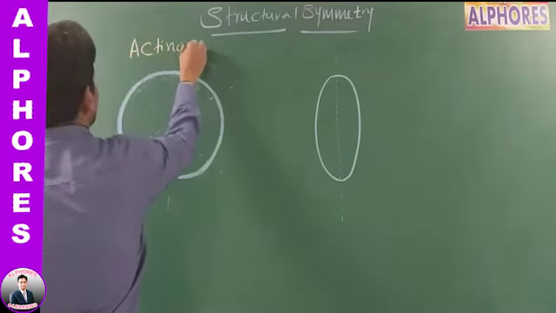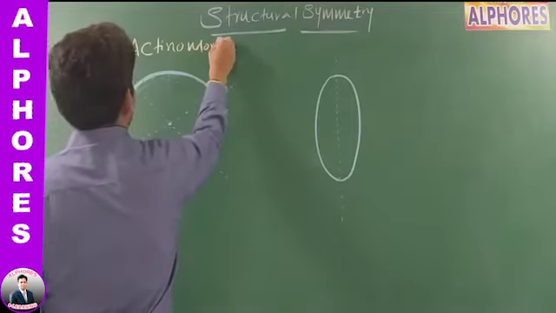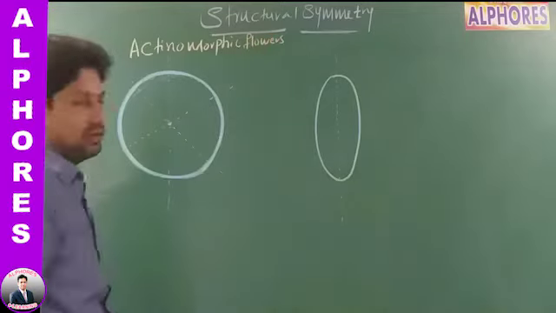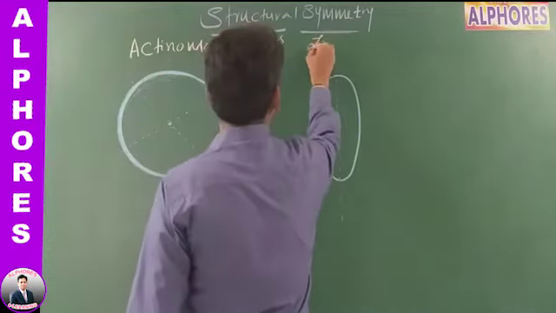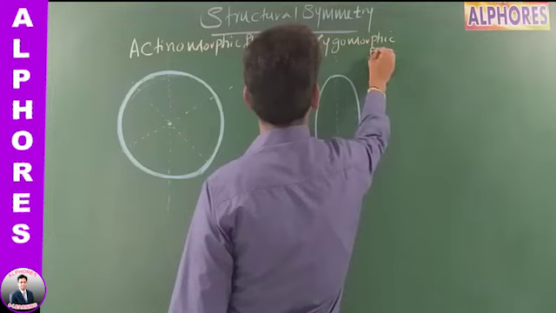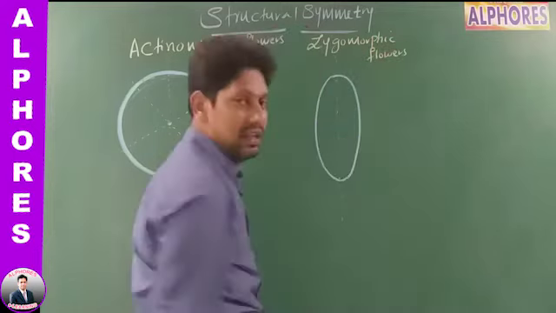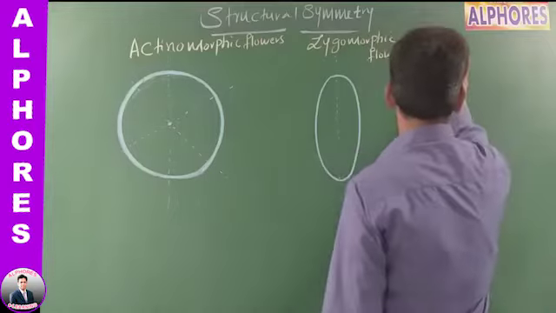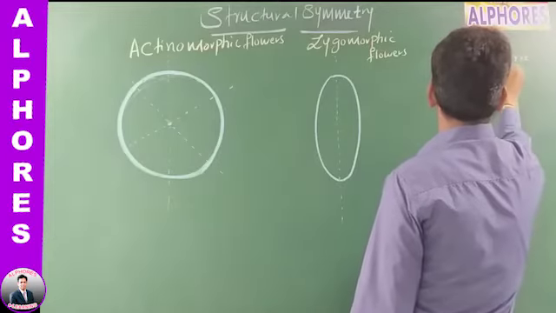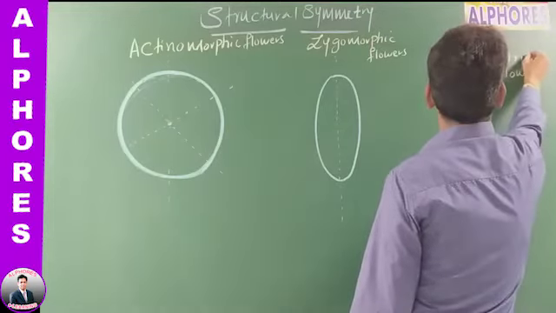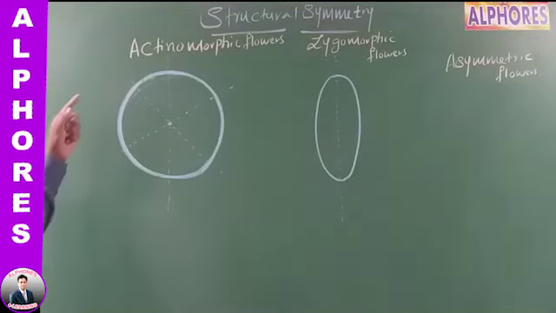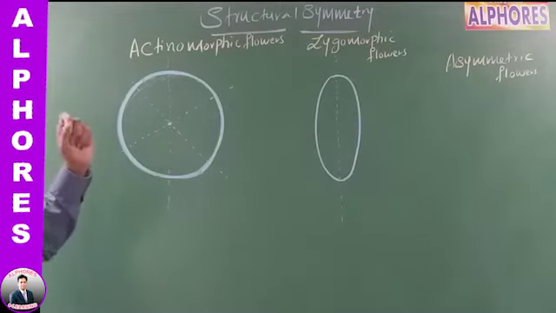What is the first one? Actinomorphic flowers. Second one is zygomorphic flowers. Third one is asymmetric flowers. Therefore, based on structural symmetry, flowers are of how many types? Three types. What are they? Actinomorphic flowers, zygomorphic flowers, asymmetric flowers.